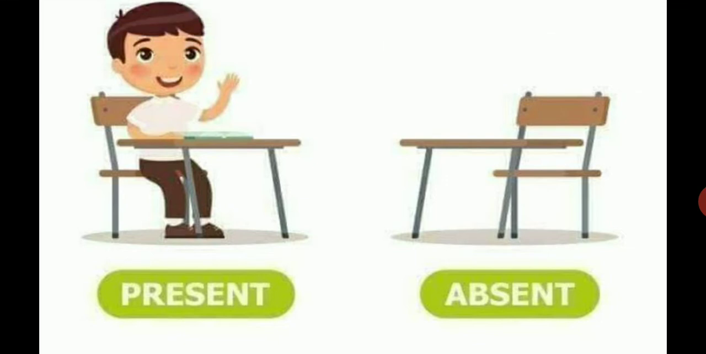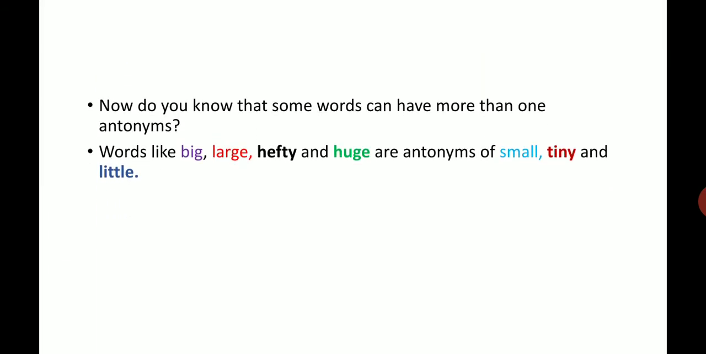Now, we've seen so many examples with pictures. But do you know that there are some words that can have more than one antonym? Well, there are. Words like big, large, hefty, and huge are antonyms of small, tiny, and little. So you can use small for big or large, hefty, and huge, as well as tiny and little. Okay?